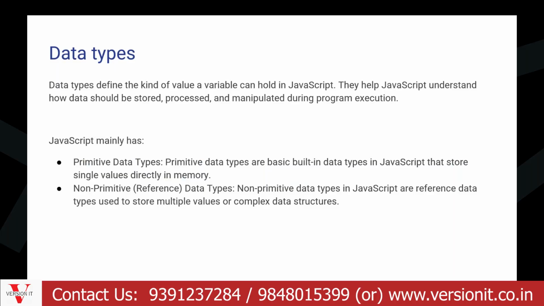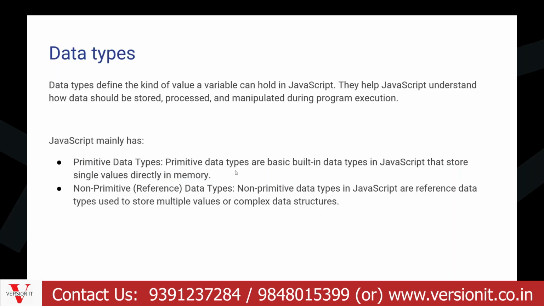In JavaScript, we have two different types of data types. One is primitive data types and the other is non-primitive data types. Similar to any other programming language, here also we have primitive data types and non-primitive data types. Firstly, what is a primitive data type?